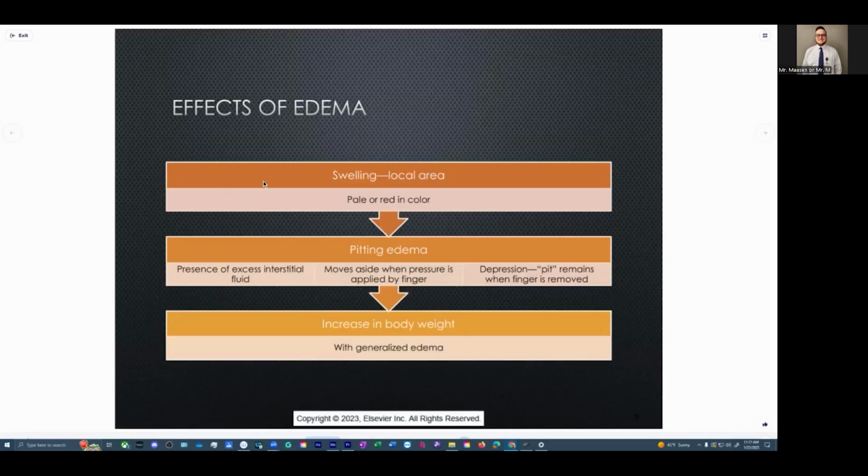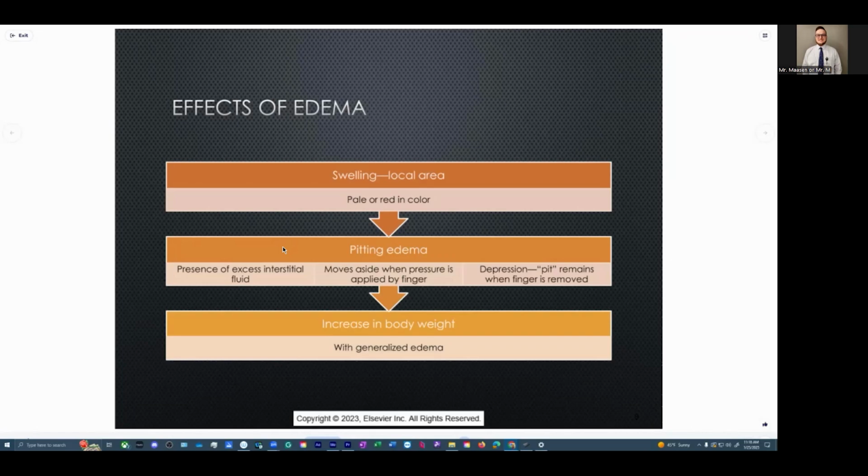So overall, what are the effects? Swelling in that local area. It could be really pale. It could be red in color. It could be pitting edema, and I'll show you what pitting edema looks like, but that's basically the presence of super large amounts of excess fluid in the interstitial tissue. Pitting edema means that when I push on someone, it may leave indentations. I push a depression on your foot, your leg, or your arm, and the depression stays there for a number of seconds or even longer.